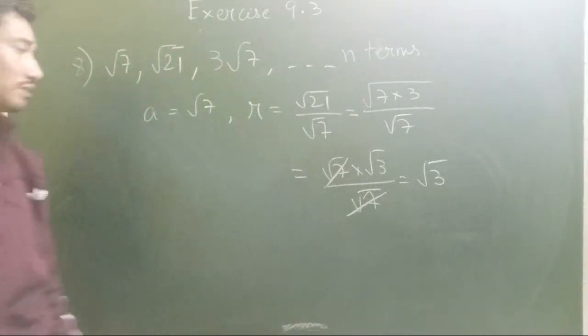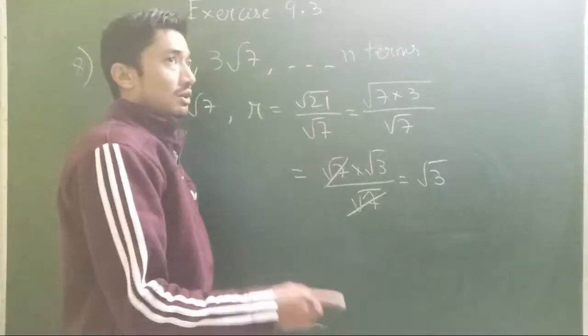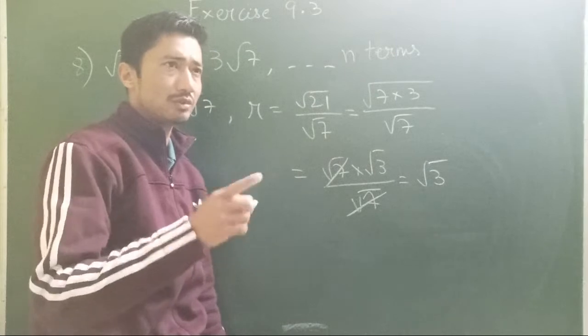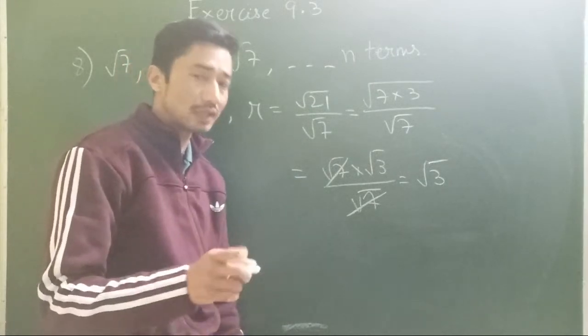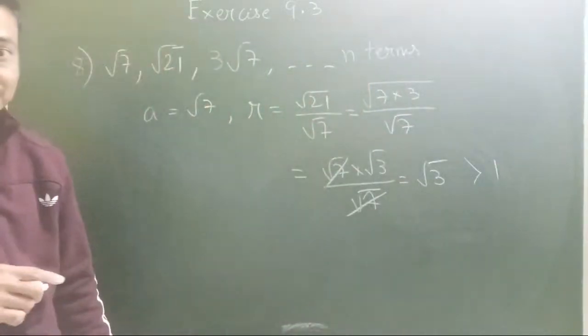Alright, so square root of 3. Now what is the value of square root of 3? Approximate value? Square root of 3 is approximately 1.732. So that's greater than 1. So we'll be using the other formula.